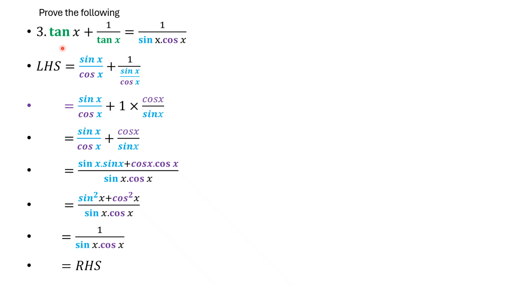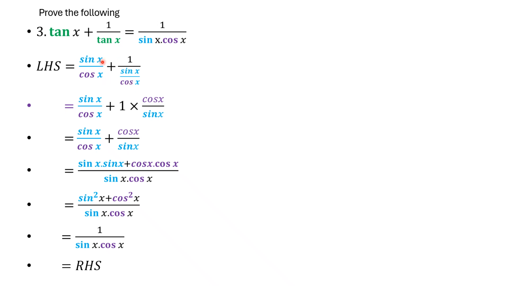So we have tan x plus 1 over tan x equals 1 over sin x cos x. So again, I must make the left hand side equal the right hand side. So tan x will be written as sin x over cos x. 1 over tan x is the same as saying 1 divided by sin x over cos x.